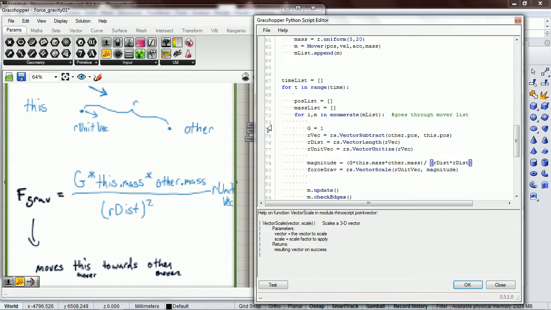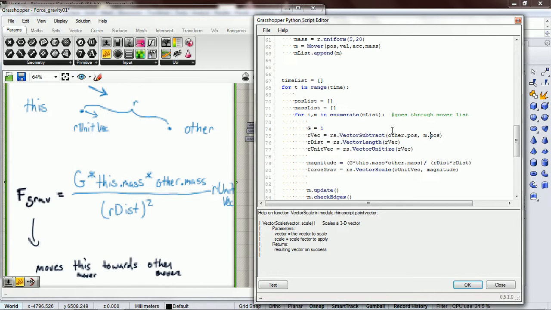Okay, so now I'm just coming right back where we left off. Now that we have the equation for force of gravity figured out in terms of other and this, we just need to rename our other and this. So this is the mover that we want to affect. We're going to call that M, because we're going to go through all the movers, and the mover that we're on this time is this mover, so it just makes sense to do that.